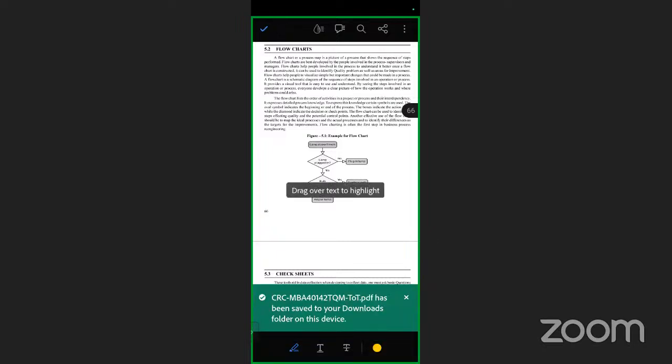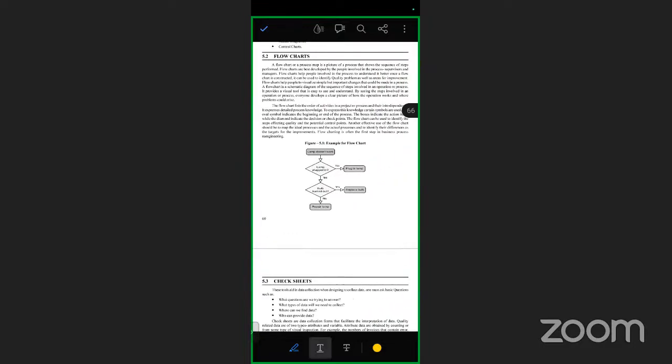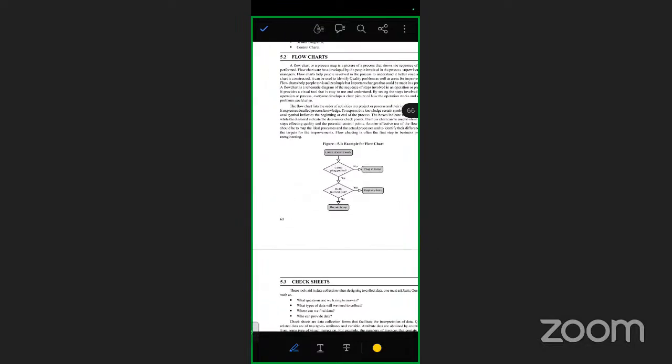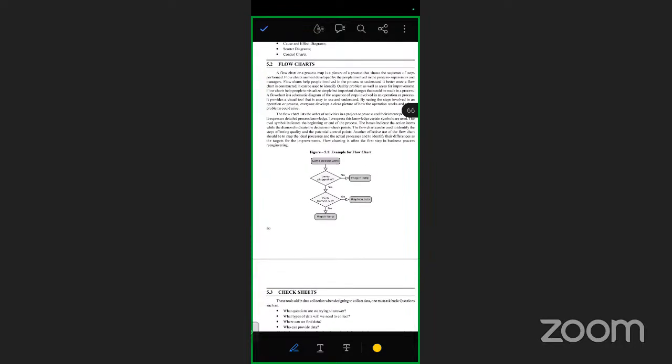Now, we can see this is the start. The lamp does not work. Is the lamp plugged in? No, plug in the lamp. Is the bulb burned? Yes, replace the bulb, or repair the lamp. What happened? The action. In production, if raw material is having a problem, check the quality like that. So we can use n number of questions.